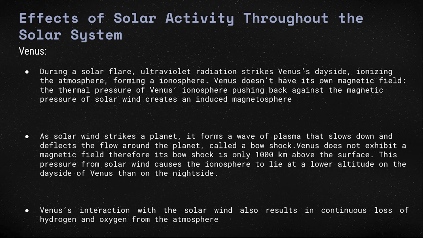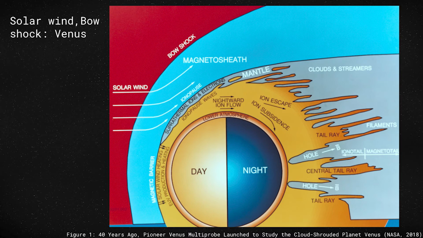For example, during a solar flare, ultraviolet radiation from the sun strikes Venus' day side and ionizes the planet's upper atmosphere. This forms a plasma that makes up the outermost layer of the atmosphere, the ionosphere. Venus doesn't have its own magnetic field due to its slow rotation, but when the thermal pressure of Venus' ionosphere pushes back against the magnetic pressure of solar wind from the sun, it creates an induced magnetosphere. As solar wind strikes a planet, it forms a standing wave of plasma that slows down, heats, and deflects the flow around the planet, called a bow shock.